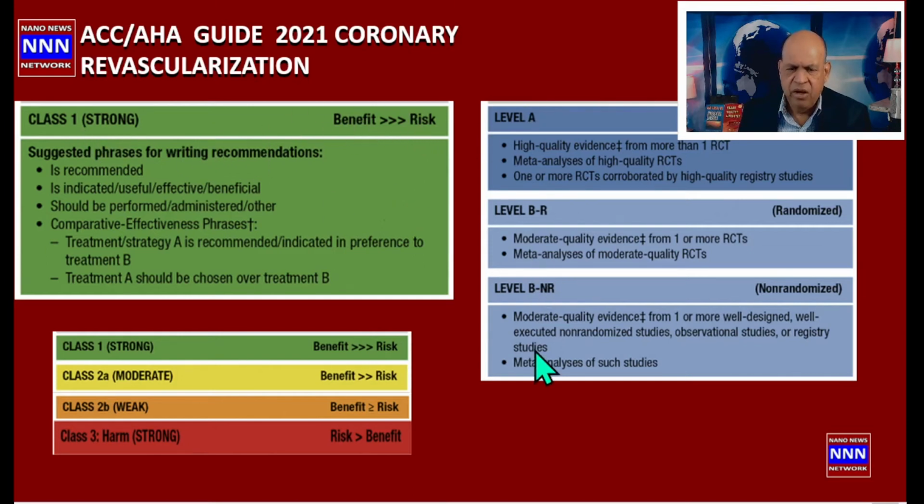Then we have levels. What level of support we have in terms of recommending this? Well, if it's a randomized clinical trial, then it is level A, that is randomized clinical trial. And these are all high quality, large scale randomized trials. Then we have non-randomized trials, which are of moderate use, but meta-analysis may be useful in looking at the direction of the treatment modality or the medication.